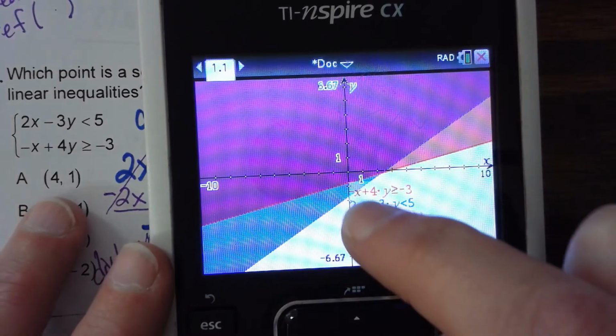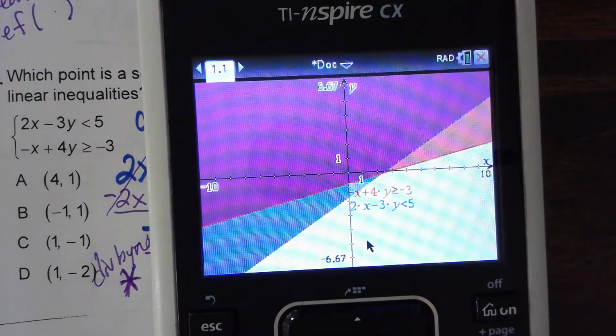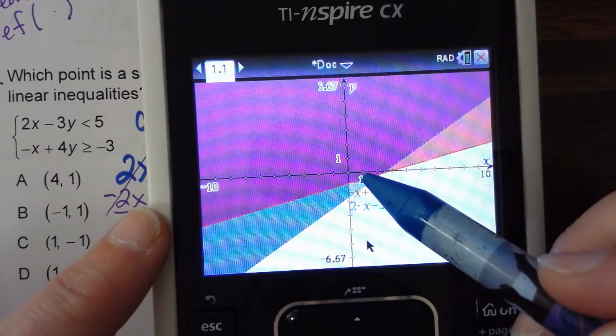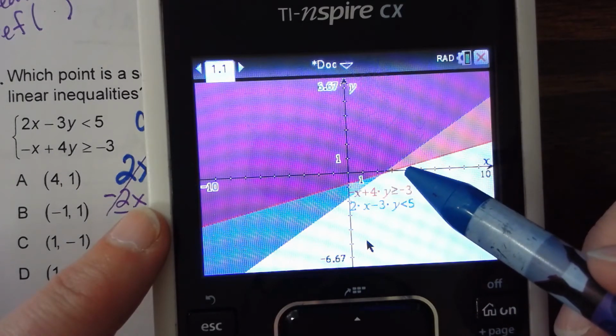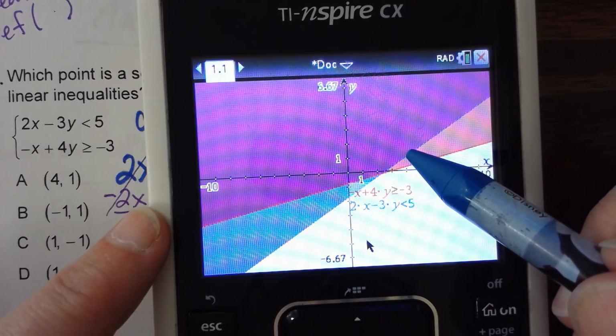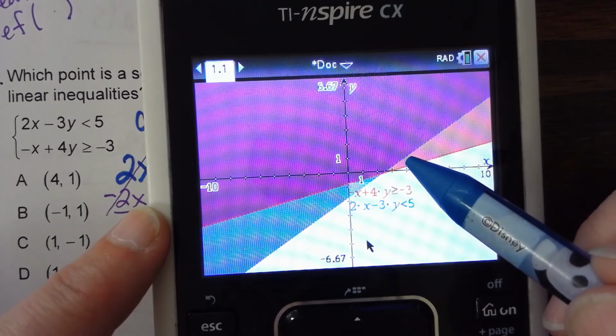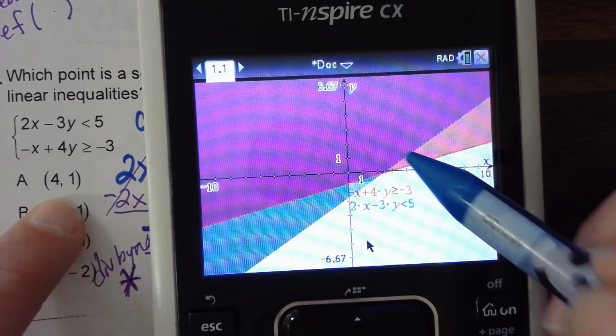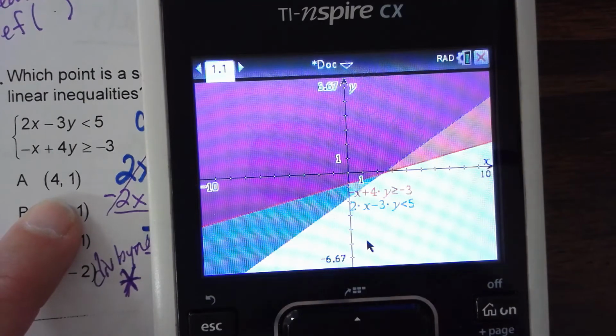So I'm going to look at 4, 1. Okay, let me use my pencil. So I'm going to go here and I'm going to go to 4, 1. So I'm going to go 1, 2, 3, 4, up 1. Okay, is that a solution to this graph? Okay, it's sitting right there on that solid line at 4, 1. So I'm pretty sure that's going to be a solution.